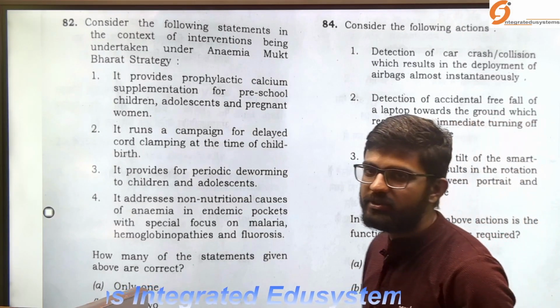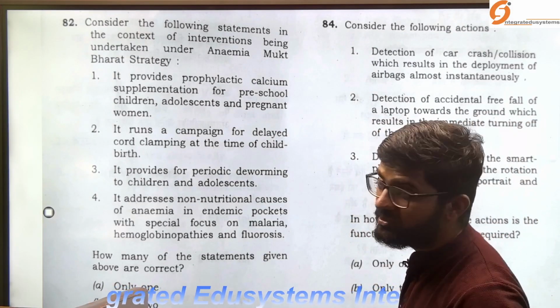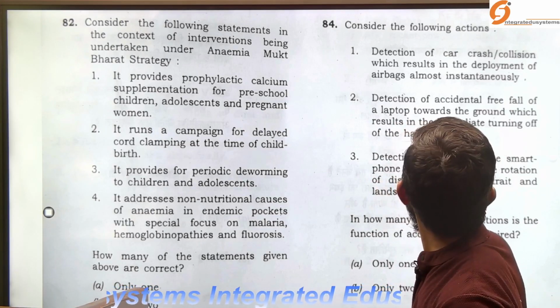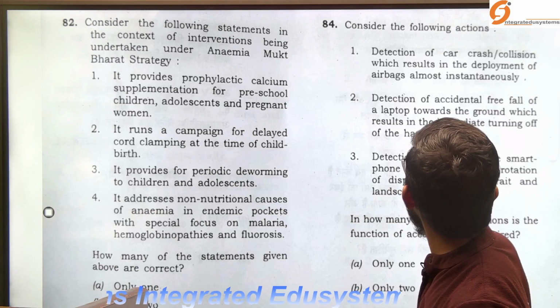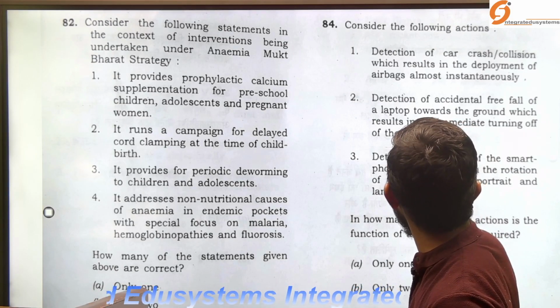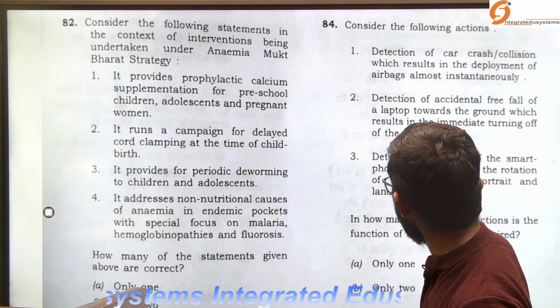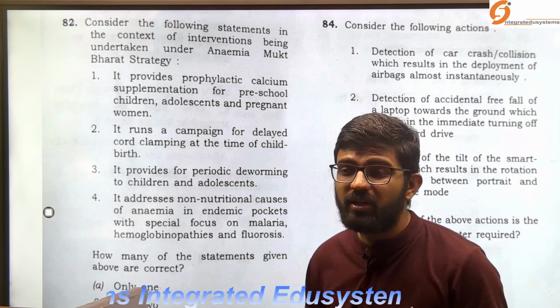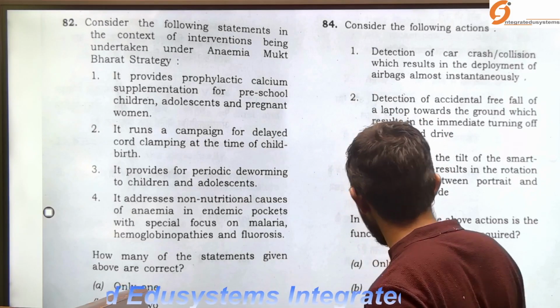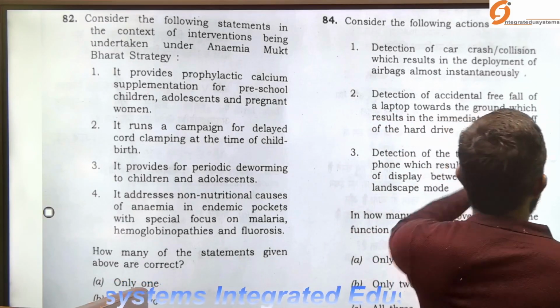Consider the following actions. Detection of a car crash collision which results in deployment of airbag almost instantaneously. Detection of accidental free fall of laptop. Detection of tilt of smartphone watch. Yes, accelerometer has application in every one of these statements. So answer is C, which is all three are right.